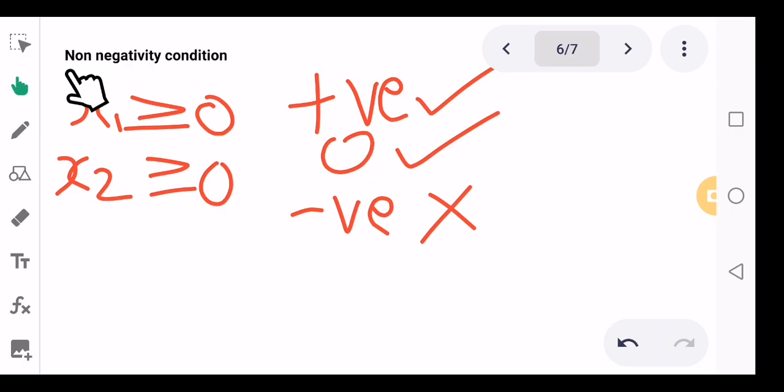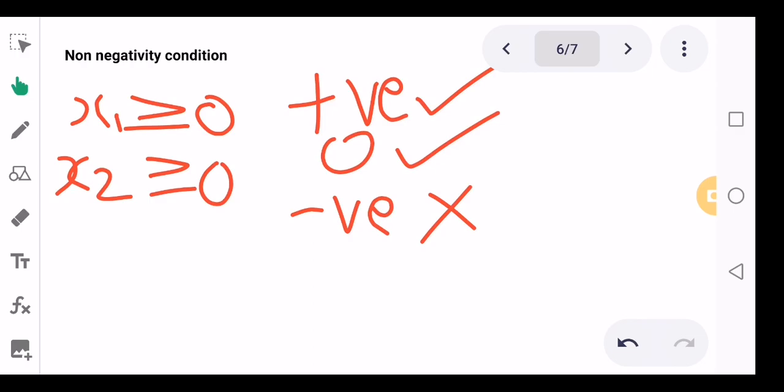We can remember this by this word, non-negativity constraint. Non-negativity, so it won't be negative. That is the logic here. Non-negativity constraint means your x1, x2 number of units cannot be negative. It can be positive, it can be 0, but it will not be negative. That is what the non-negativity condition is.